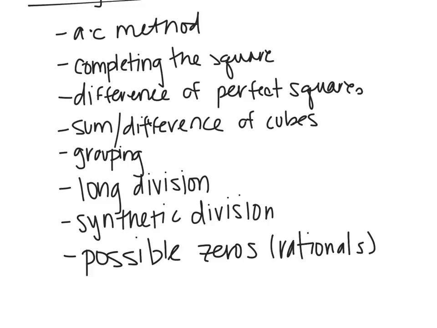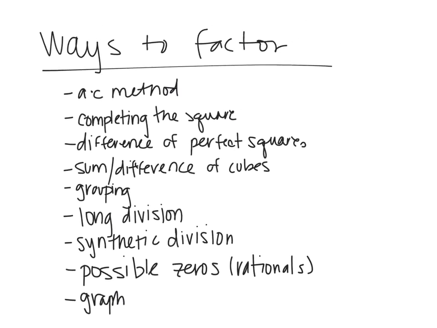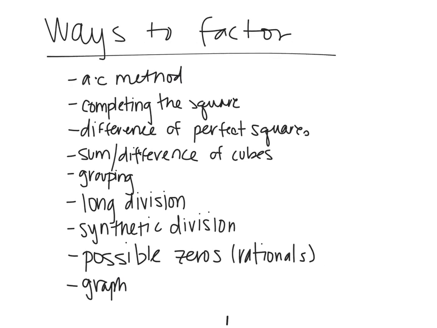Could we technically graph the function? Because if we graph it, then we can find our zeros. Again, that works for rational zeros. It doesn't work for anything else. Okay, so this is a pretty comprehensive list. We'll think we're good for now. So you can take a picture of this if you want to. Sorry, last one we forgot was GCF.